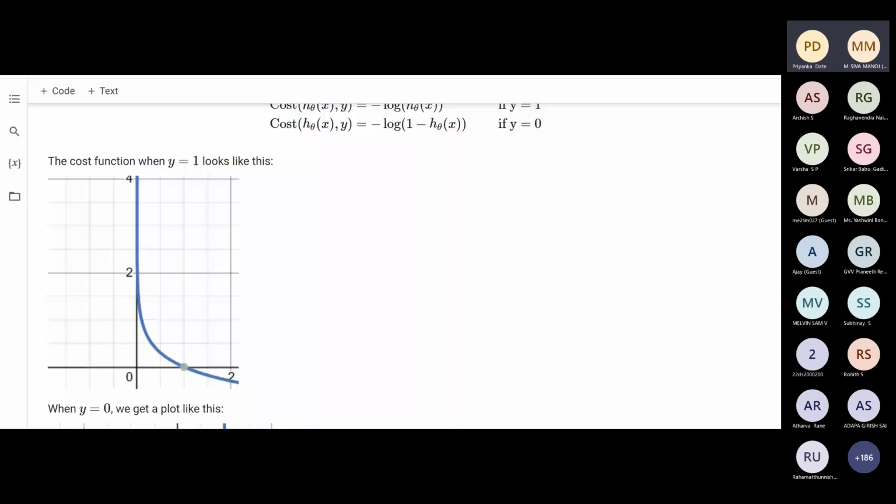So our cost function is 0. But suppose the expected outcome is 1, but our model gives the outcome as 0, the error is like 100%. It's completely off. So here our cost function tends to infinity.